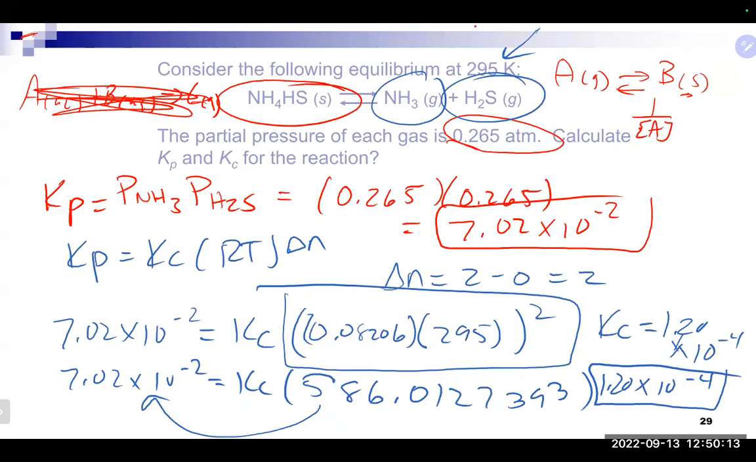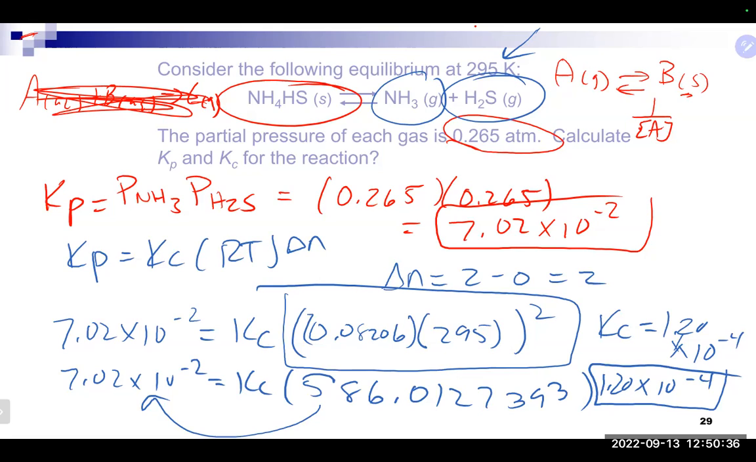Delta n is the moles of products minus reactants, but just the gases. So only the gases are involved in that. That's what the delta n there is, basically the moles of the gases. So we got 1 for the NH3 and we got 1 for the H2S. Basically just add up the coefficients for anything with a g. And then on the reactant side, obviously there are no gases. So that was where the 0 came from.